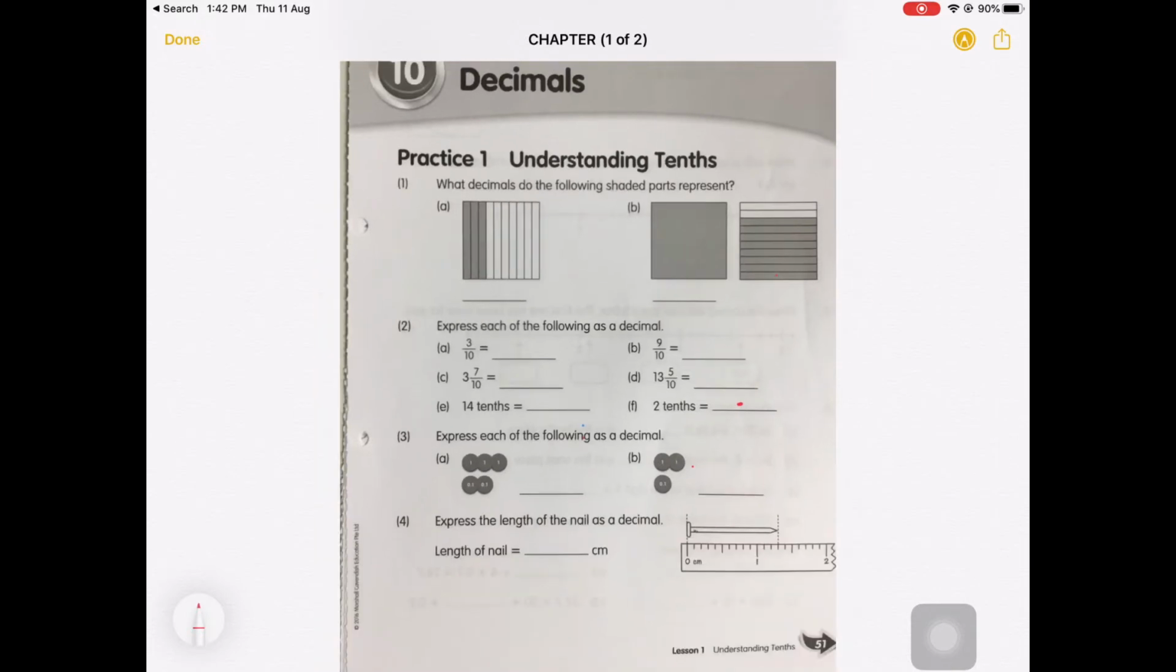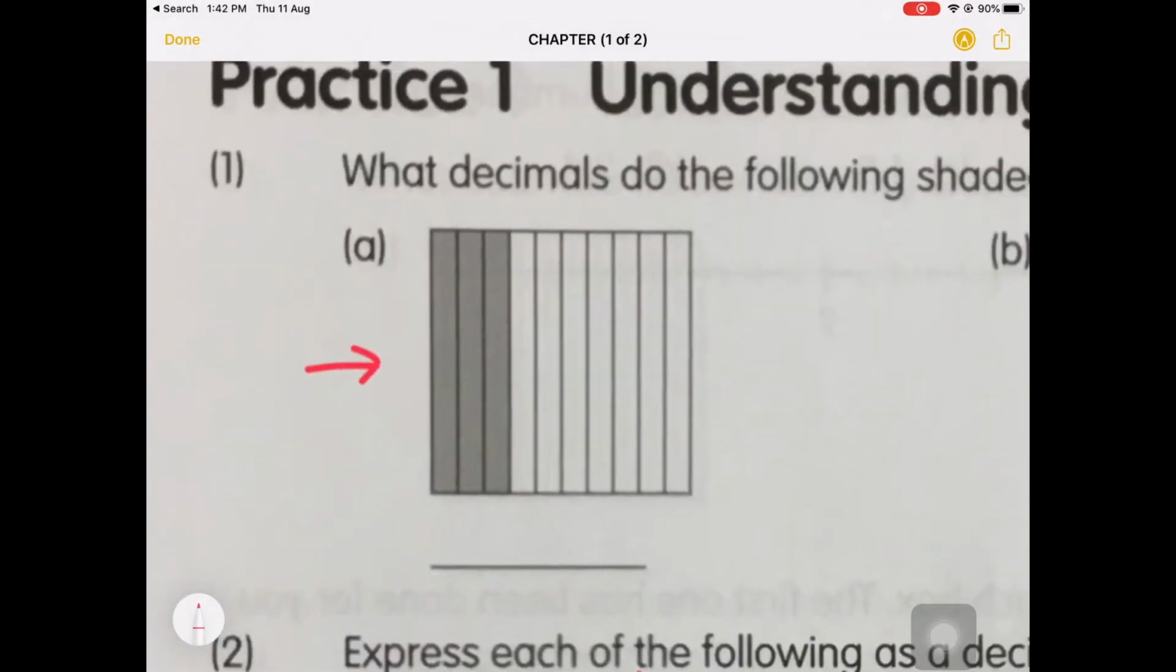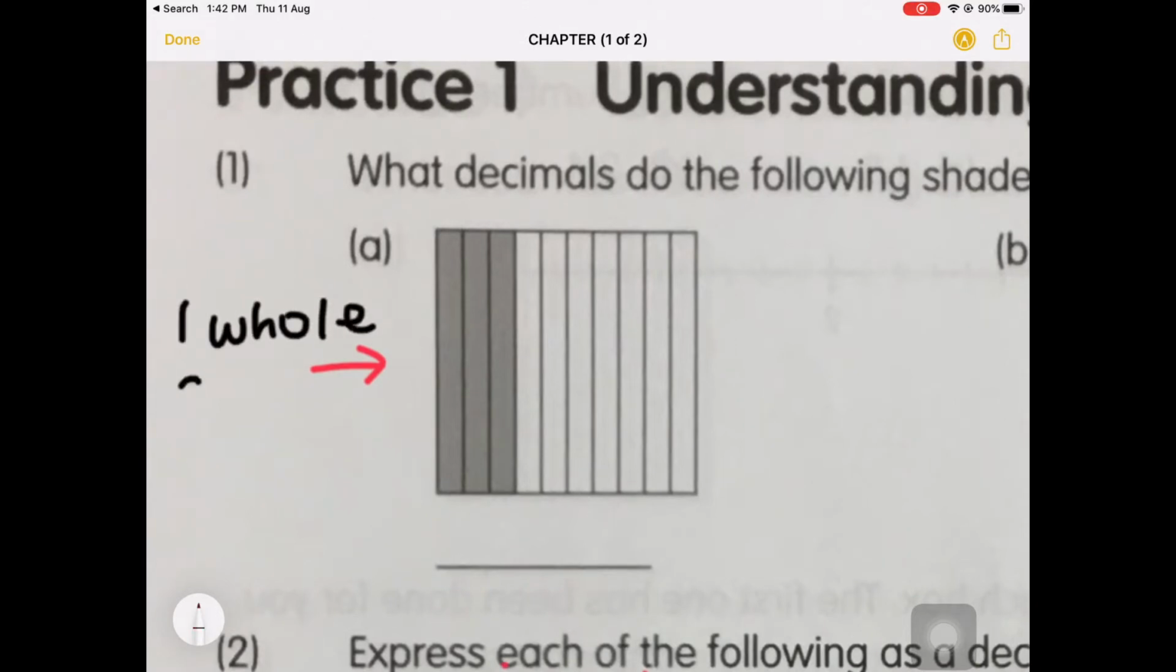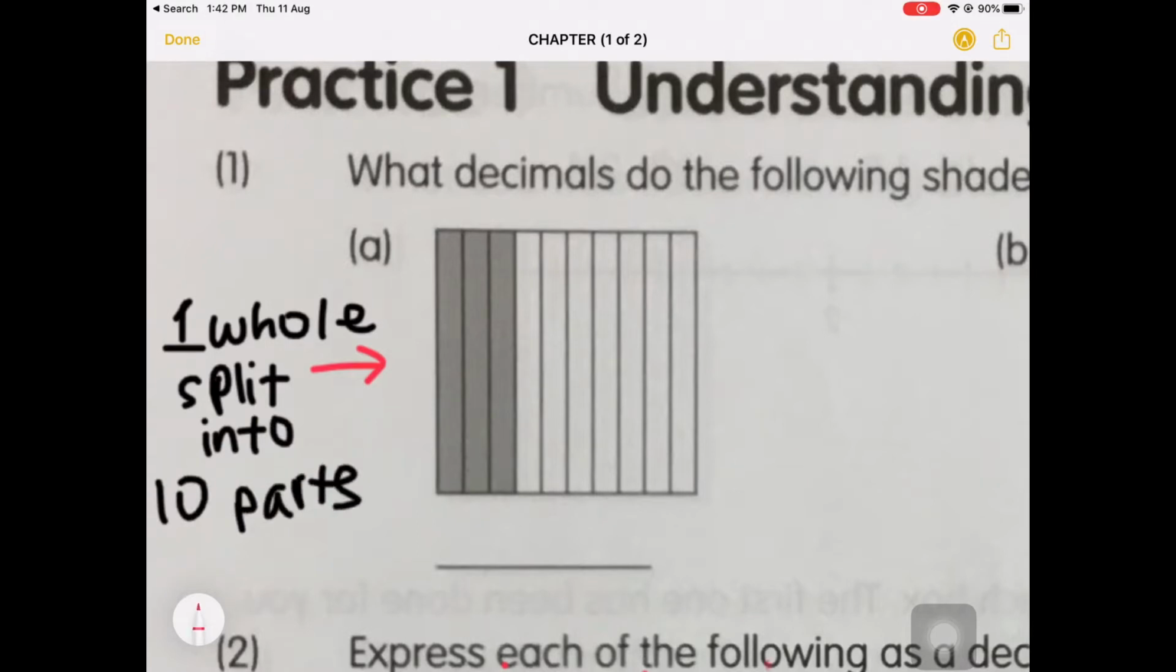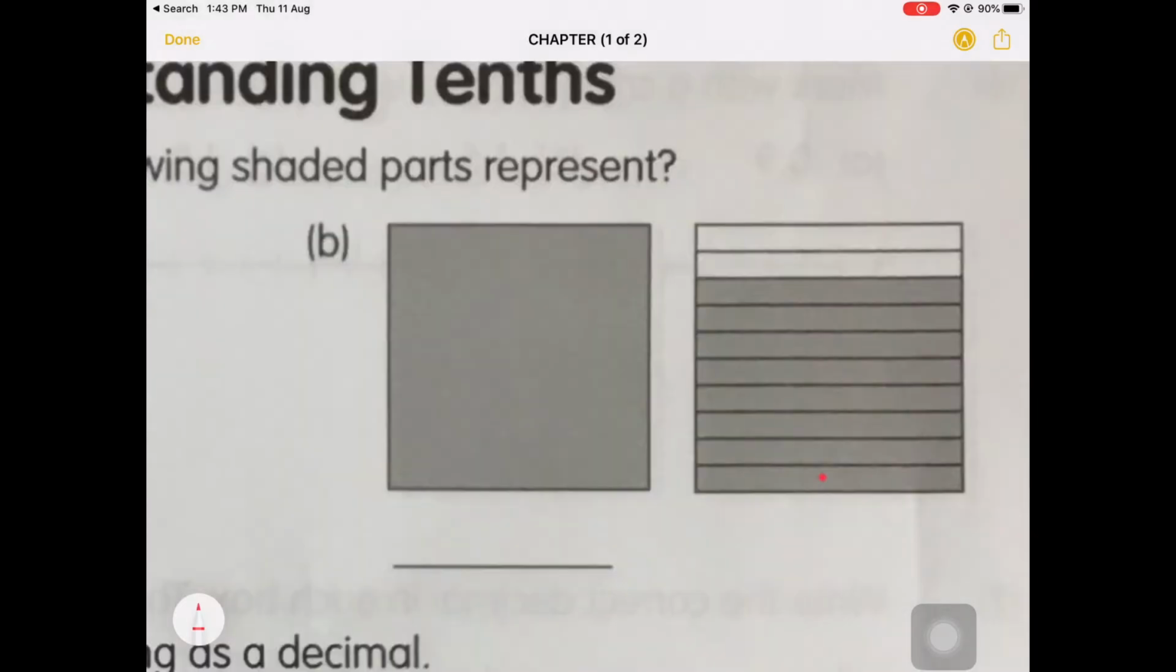Let's start. Looking at question 1a, we can see that the whole is split into 10 equal parts. Each part is 1/10 and 3 shaded parts is 3/10, which is 0.3. 0.3 is 3/10.